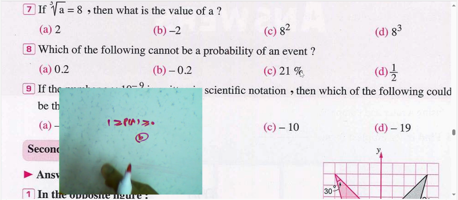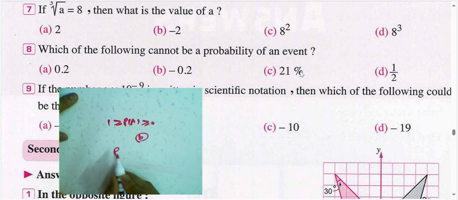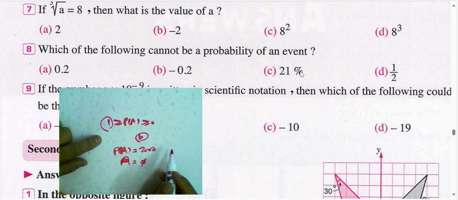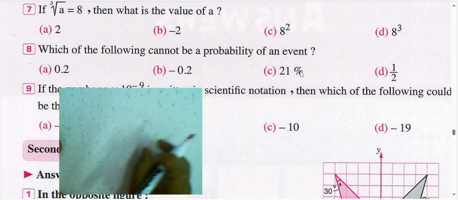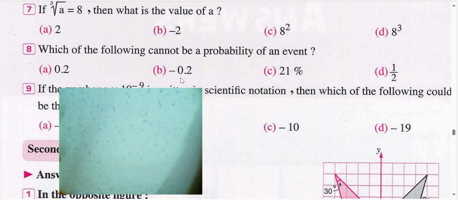The probability of the impossible event, the probability of the null set, equals 0. The probability of a sure event will be 1, like 6 over 6, it will be 1. Then the probability must be greater than or equal to 0 and less than or equal to 1. Then we can't choose what? Can't be the probability of an event, choose negative 0.2.